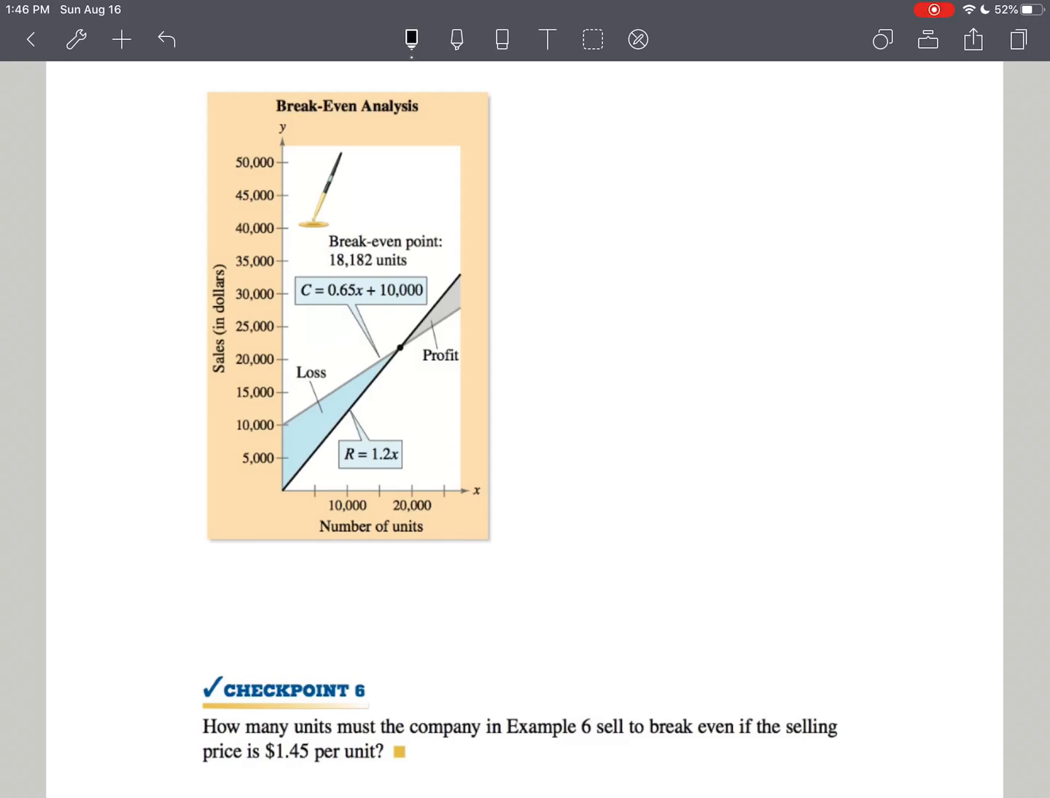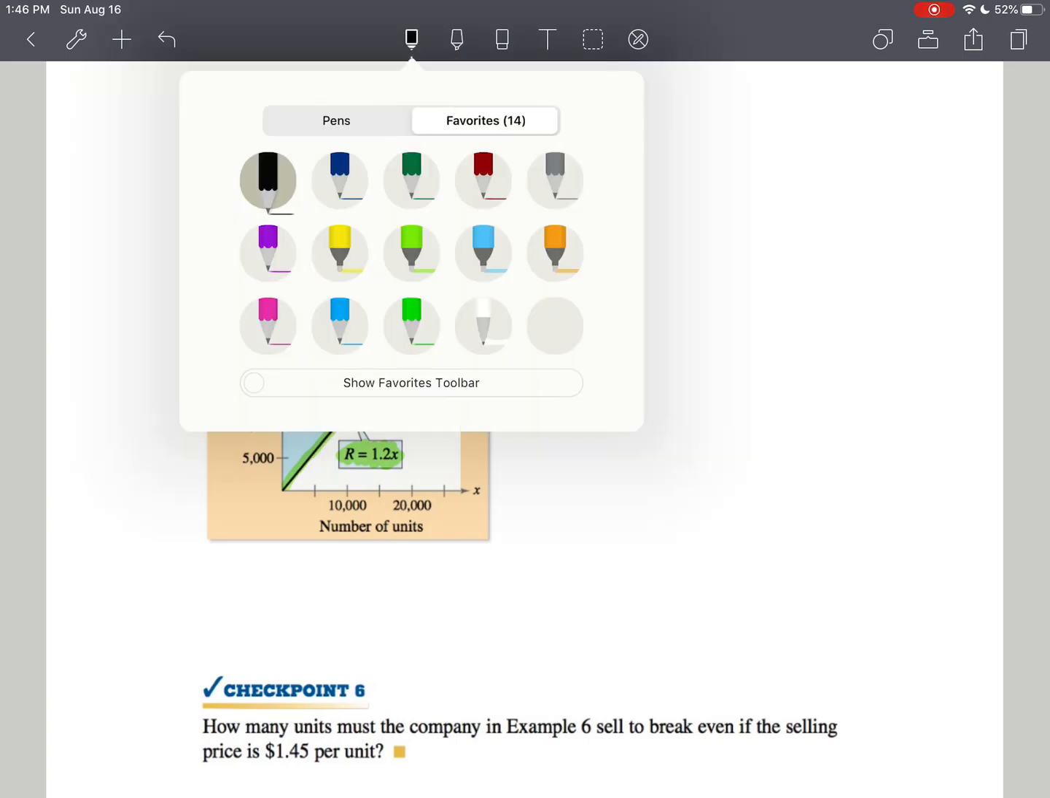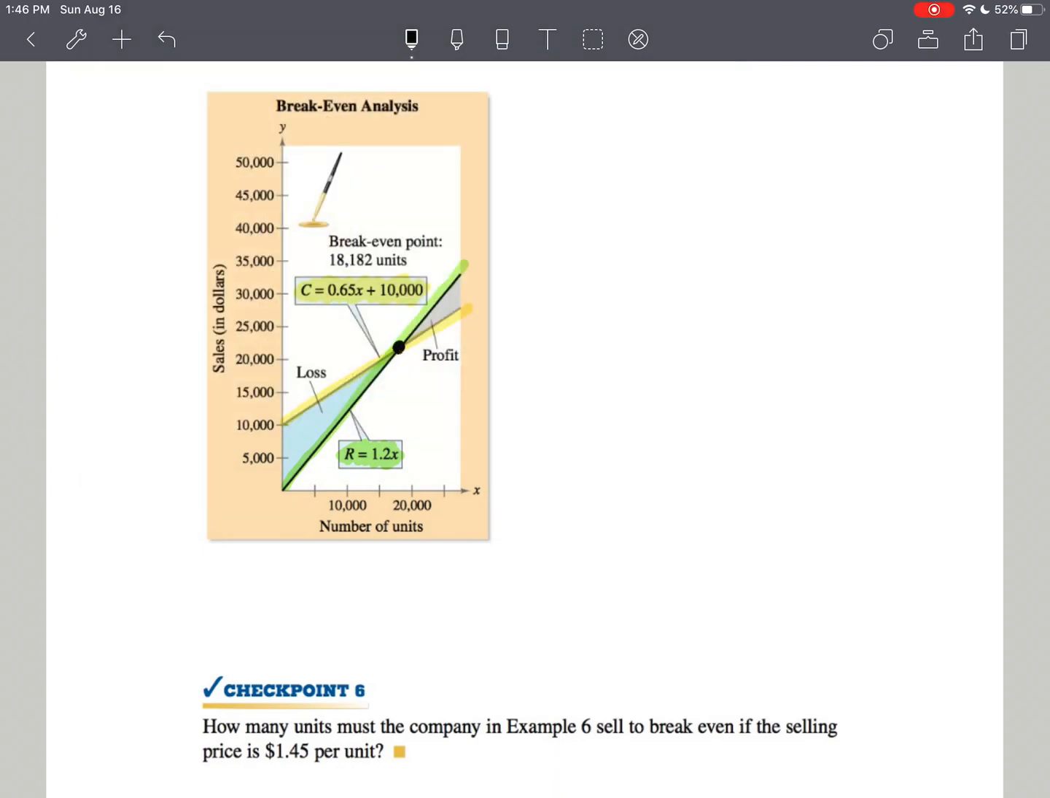This graph is a great representation of the problem that we just completed. We have our cost equation, which was a linear line. We had our revenue equation, which was also a linear line, and the equilibrium point, the break-even point. We're going to talk about equilibrium in a minute, but the break-even point is the point where those two intersect. So graphically, that's what's happening, where they intersect.